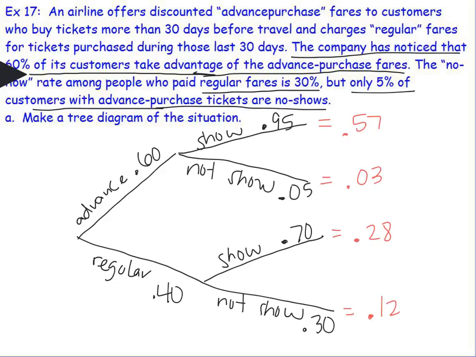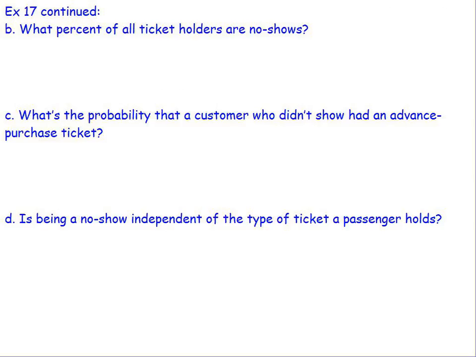So let's look at our next part of the questions. What percent of all ticket holders are no-shows? So this is everyone. Go over to your tree diagram and find the no-show branches. The first no-show for the advanced was 0.03, and the no-show for regulars was 0.12. If we add those together, we get 0.15.